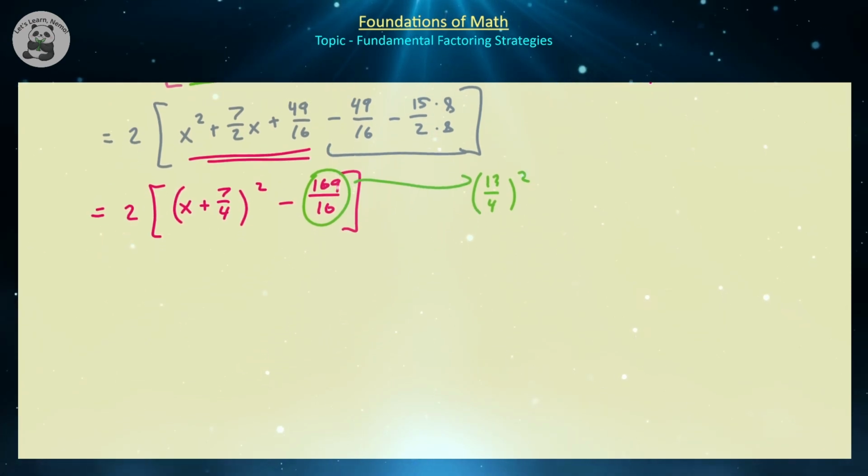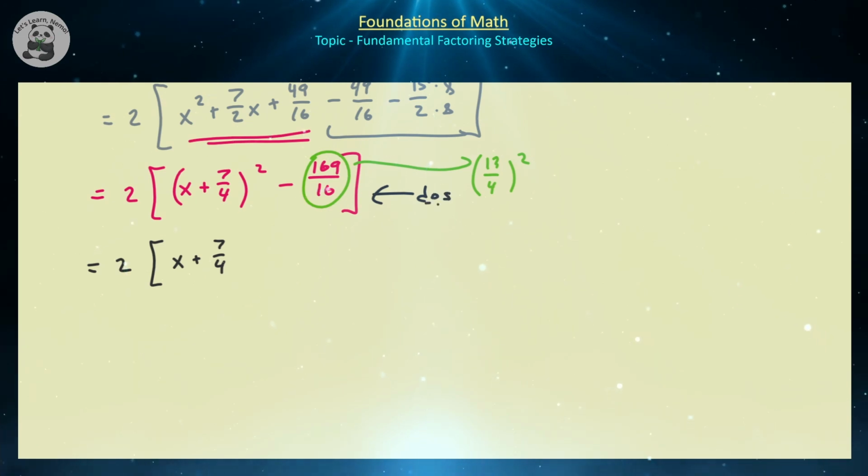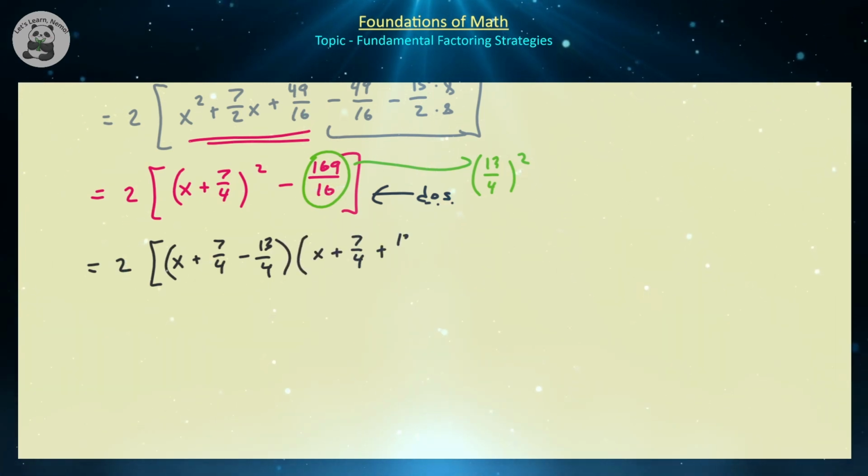So we can just go ahead and factor this out. So this is going to be equal to 2 times x plus 7 over 4. Again, this is just a difference of squares. So x plus 7 over 4 minus 13 over 4 as 1. And then x plus 7 over 4 plus 13 over 4 as the second.